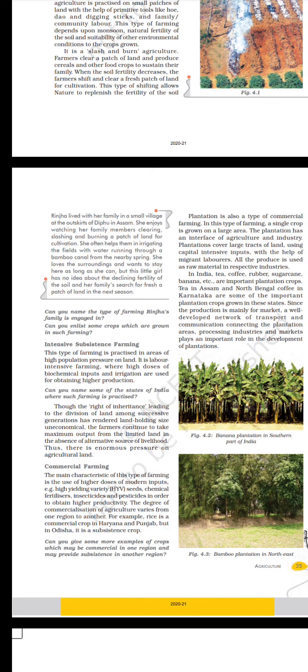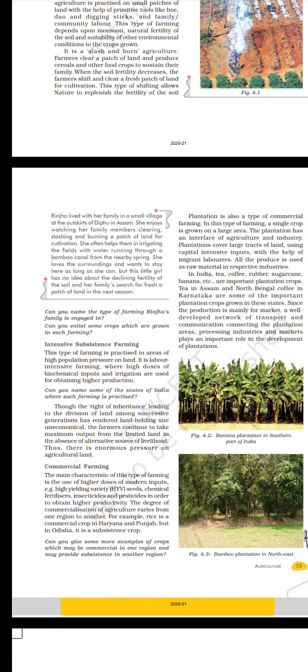The plantation has an interface of agriculture and industry. Plantations cover large tracts of land using capital intensive inputs. With the help of migrant laborers, all the produce is used as raw material in respective industries. In India, tea, coffee, rubber, sugarcane, banana, etc.